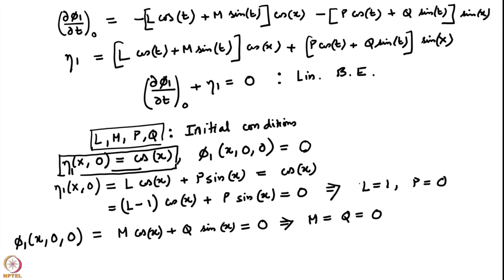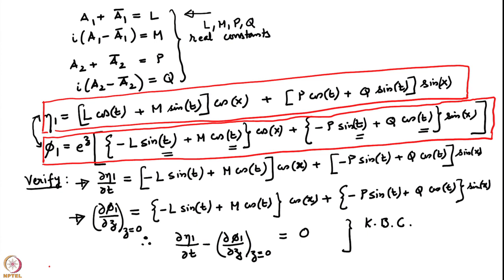So, this is telling us what are the values of L, P, M, Q. Let us substitute and find out. If we substitute, then we find eta 1, L is equal to 1, and M and P are 0. So this term is 0, M is 0, P is 0 and Q is also 0. So we just have cos t cos x. Phi 1 is equal to, with the exception of L, everything is 0. So we go back to this expression and we find that with the exception of L, all the other terms are 0. So it is just minus e to the power z, L is 1, sin t cos x.